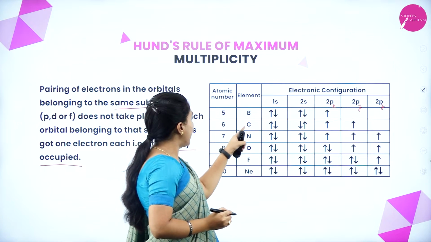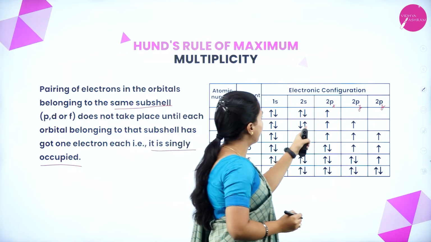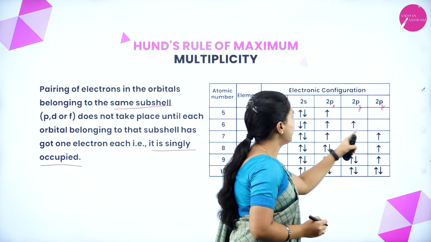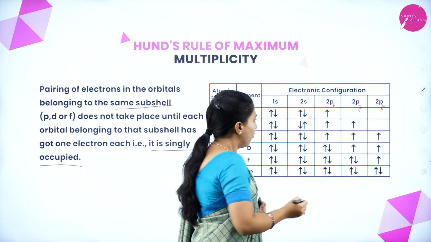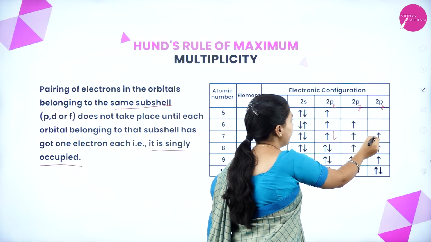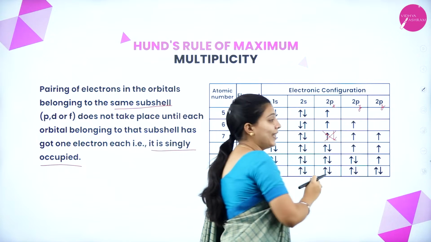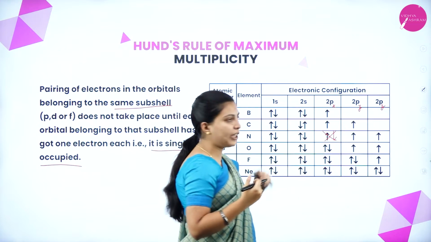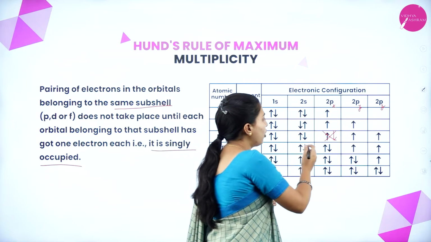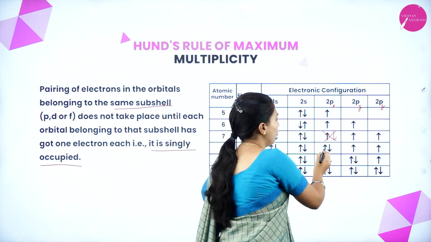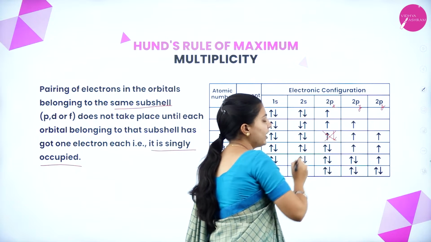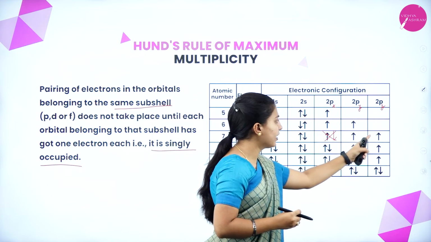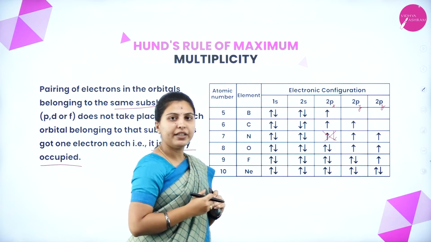Carbon, atomic number 6: 1, 2, 3, 4, 5, 6. Nitrogen, 7: 1, 2, 3, 4, 5, 6, 7. You can tell why we are not pairing here; rather than pairing here, it will be wrong. That is what Hund's rule means. They are telling that these 3 sublevels of p orbitals should first accommodate singly. See here, 1, 2, 3. Then it gets occupied in the same px level. Till it occupies all its levels singly, it will not accommodate in the previous level.